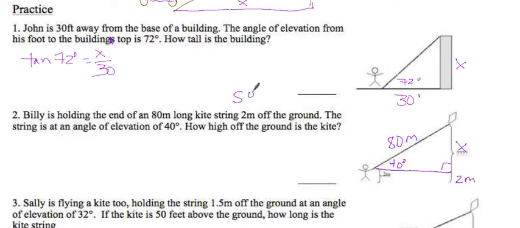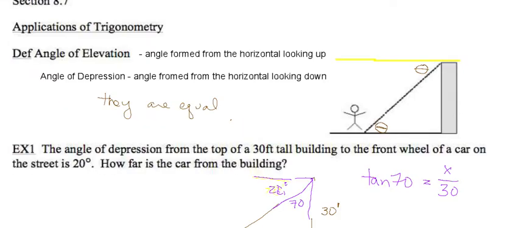Sine is opposite over hypotenuse. Cosine is adjacent over hypotenuse. And tan is opposite over adjacent. So you can figure that one out.